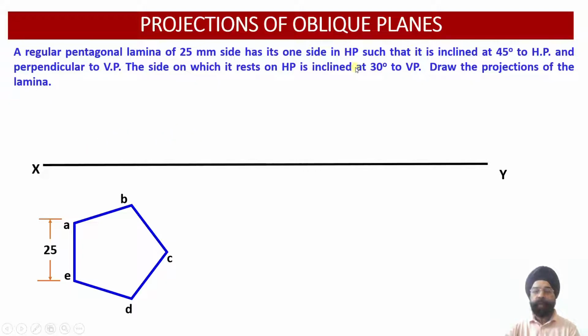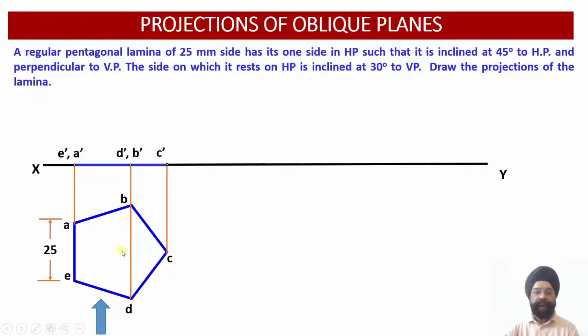But we have been provided with this information that one side of this lamina rests in HP, because one side of this lamina rests in HP and this lamina we have assumed to be parallel to HP. So the edge view of this lamina will be drawn on the XY line or on the horizontal plane. So this is going to be your front view of the lamina, which happens to be the edge view. So you can see the front view points, they will be E dash, A dash, D dash, B dash over here, and C dash.